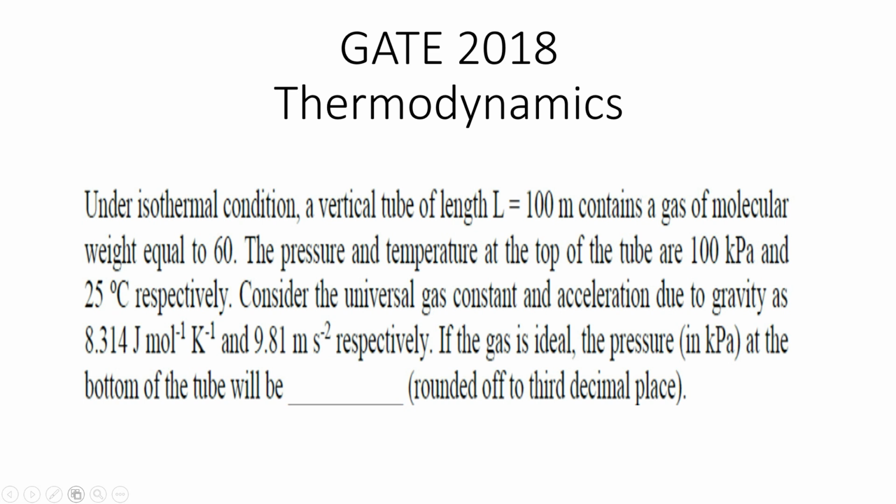Then the pressure above the tube is the pressure that is given: the pressure and temperature at the top of the tube are 100 kilopascal and 25 degrees centigrade. Remember this is the isothermal condition, meaning throughout the tube the temperature will remain constant, right? So let's start with the solution.